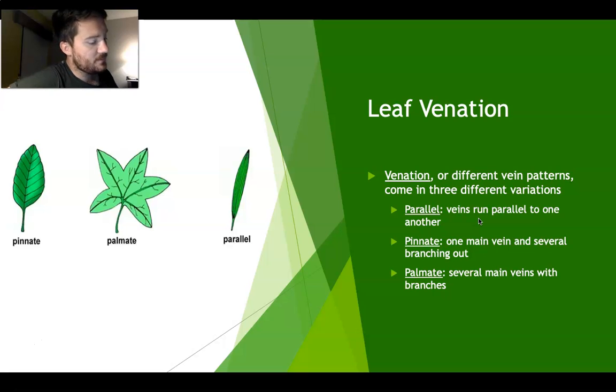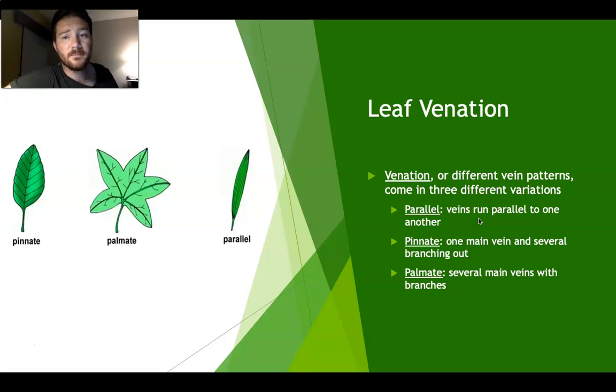Now let's talk about leaf veins. As you can see on page 25, leaves actually have a lot of different types of veins. I have pictured 3 different types of vein patterns because that's what your textbook says, but there are documented vein patterns. There's at least 10 of them that are documented, and I know of 5 myself.